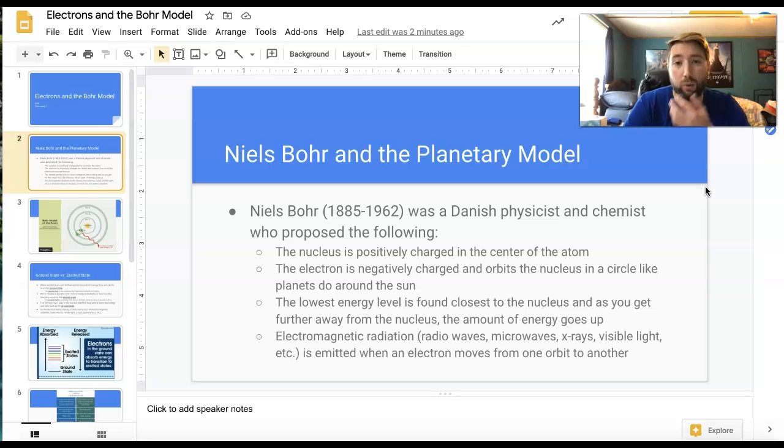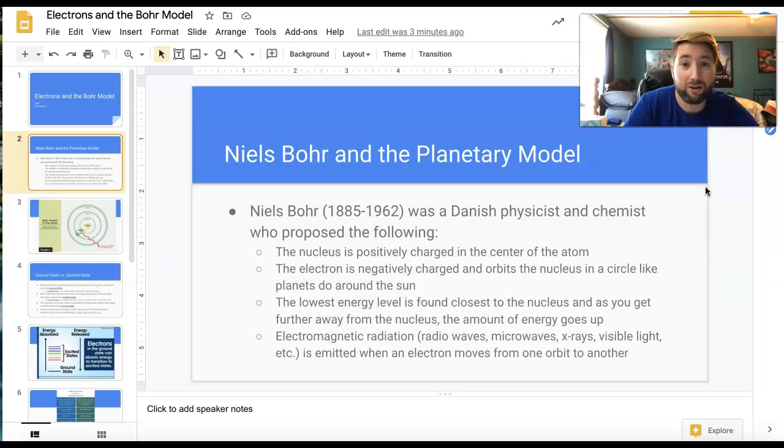This guy named Niels Bohr, we talked about him when we talked about the atom, and he says that the nucleus is positively charged in the center of the atom due to the protons. Remember, inside the nucleus there are protons and neutrons, but the neutrons have no charge, or a charge of 0, and the protons have a positive charge. So since the protons have a positive charge and the electron has a negative charge, the electron is going to orbit the nucleus. And he said, okay, well, how do the electrons orbit the nucleus?